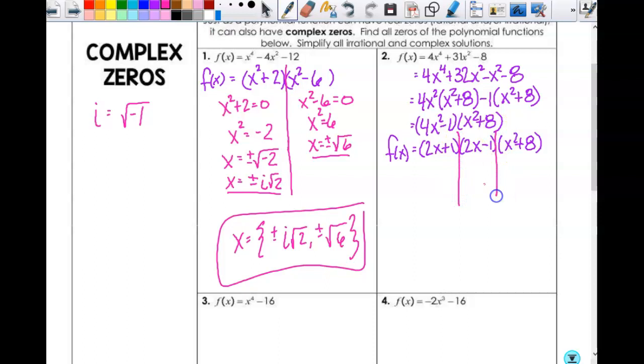Then I'm going to find my zeros. Well, here, I know this is going to give me x equals -1/2. This gives me x equals 1/2.